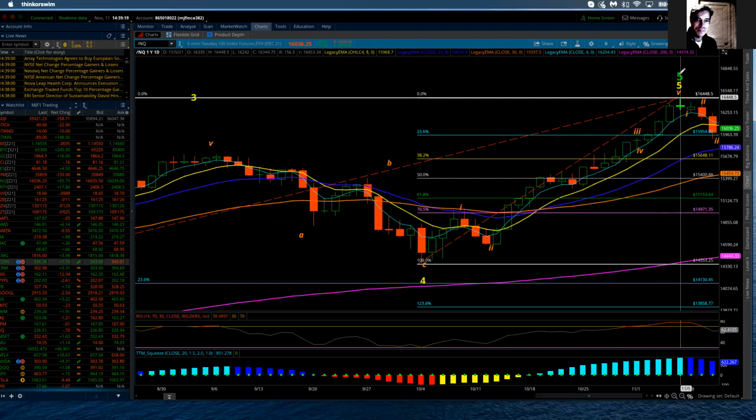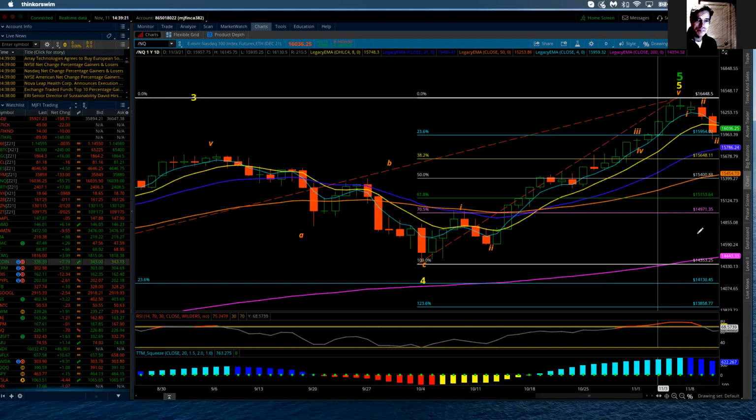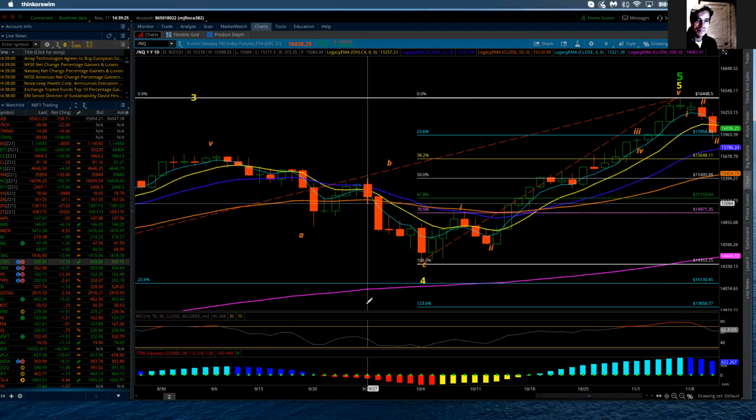It's corrective. Ultimately, we're looking for a larger ABC down. And that I believe will end up towards the March 2020 lows. And that's way out in the future. That's not even within our realm, our scope of observing right now. Ultimately, yes.